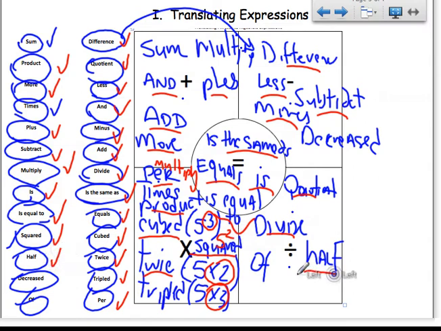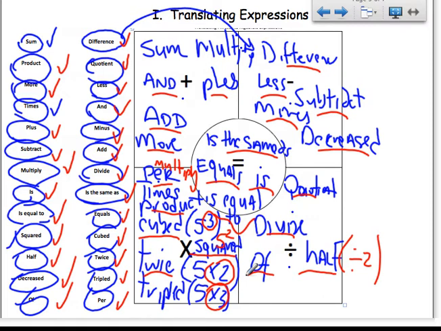Half, which is a division word because it really means dividing by 2. If you cut something in half, you're dividing it by 2. Decreased, which is a subtraction word. And finally, of, which tends to be a division word. Okay, so that's how you would translate simple words from English to kind of the language of math.